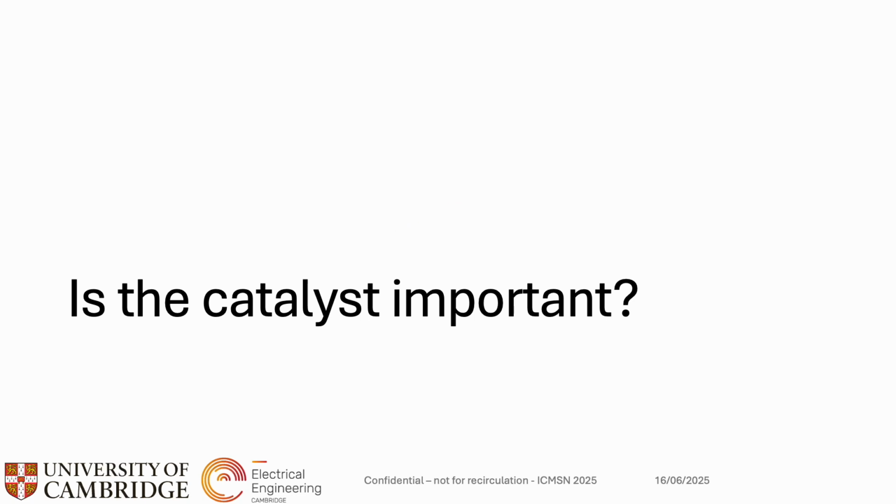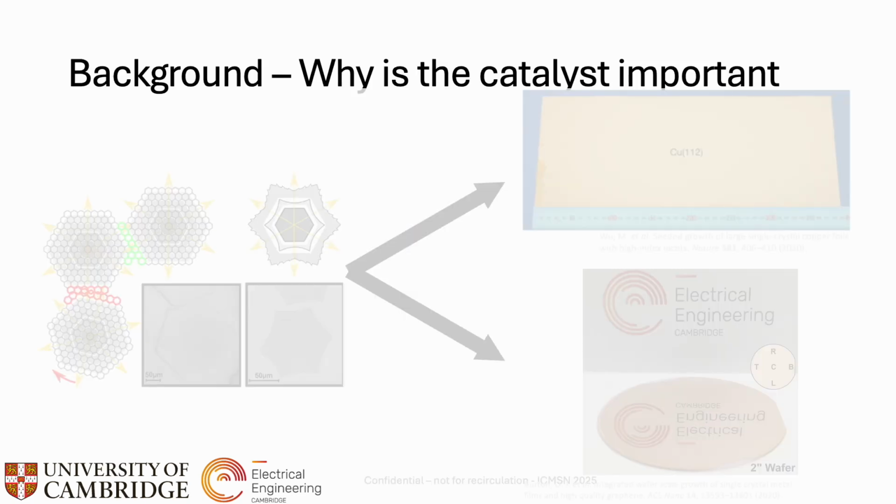So, is the catalyst important? Yes, that's kind of the point of this presentation, but why is it important? I come from the general field of 2D material synthesis. My work was largely focused on making well-defined crystalline materials over large areas. And we've known for some time that there's an epitaxial relationship between the catalyst and the 2D material orientation when it's grown through chemical vapor deposition.